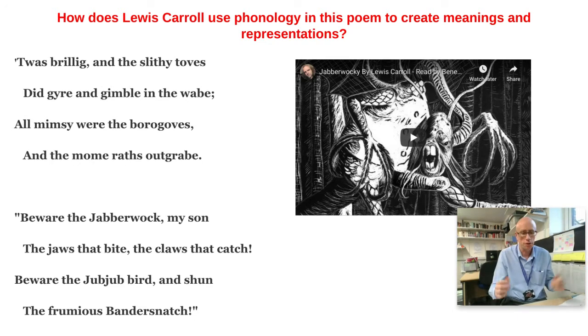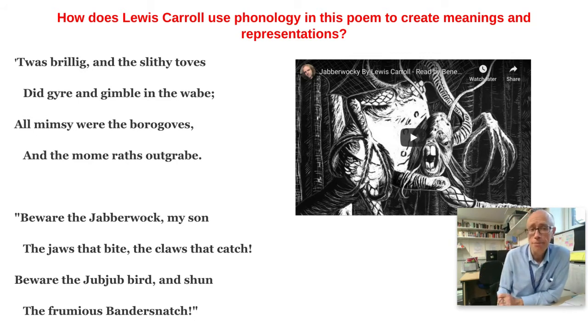So I've just given you the first two stanzas there. And if you've got your booklet, then you've got the entire poem. We do have Benedict Cumberbatch reading it here with some visuals, doing a much better job, I have to say, than I've just done there. The question is, how does Lewis Carroll use phonology in this poem to create meanings and representations? Okay, so let me just focus on the first line, talk about that, and then what I would say to you is stop the video and you try and deconstruct some of the other elements.